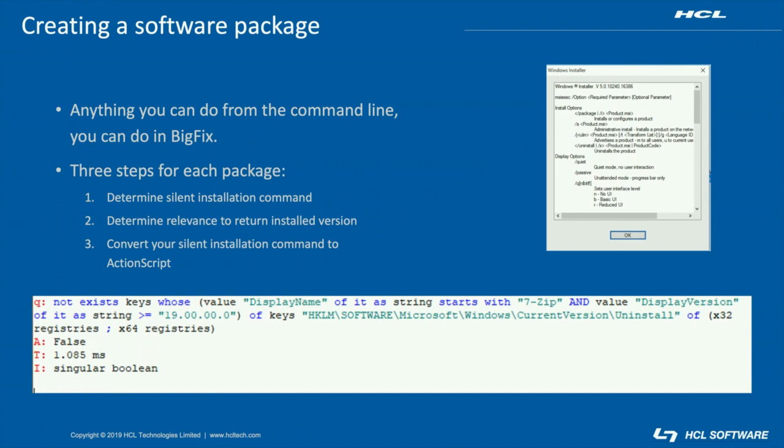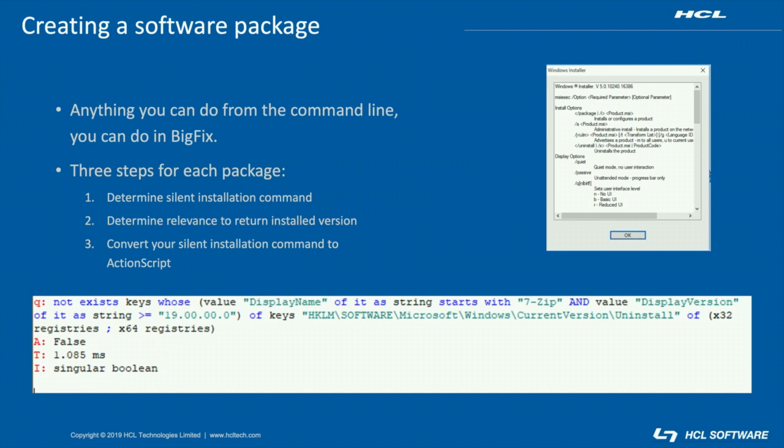I follow the same three steps for every software package I create in BigFix. The first is to figure out how to install the program from the command line. This is often referred to as a silent or quiet installation. Different installers are packaged with different methods, but some combination of Googling and trying common command line flags will usually get you what you need.